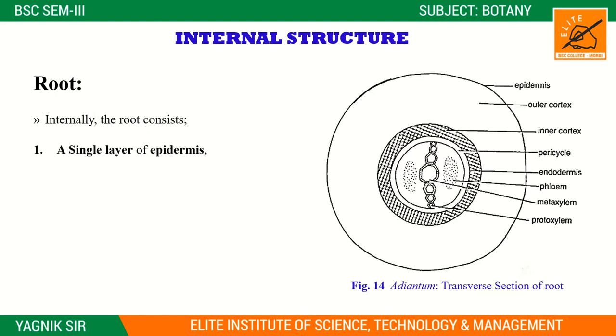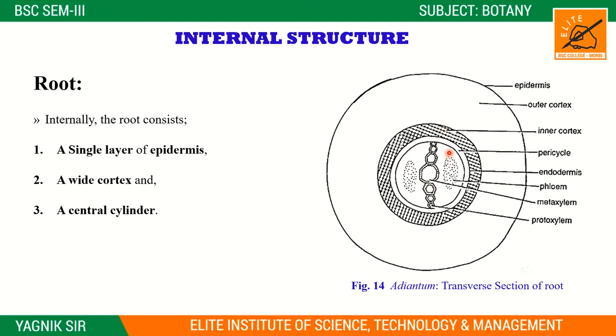So here we can easily find the outer layer is the epidermis, and this is a single layer, right? And then this is a wide part, and this part is named the cortex. This cortex layer is divided into three regions, right? Sometimes an outer cortex, then an inner cortex, and in the center the middle cortex, right? And this is a very widely distributed part in the root.